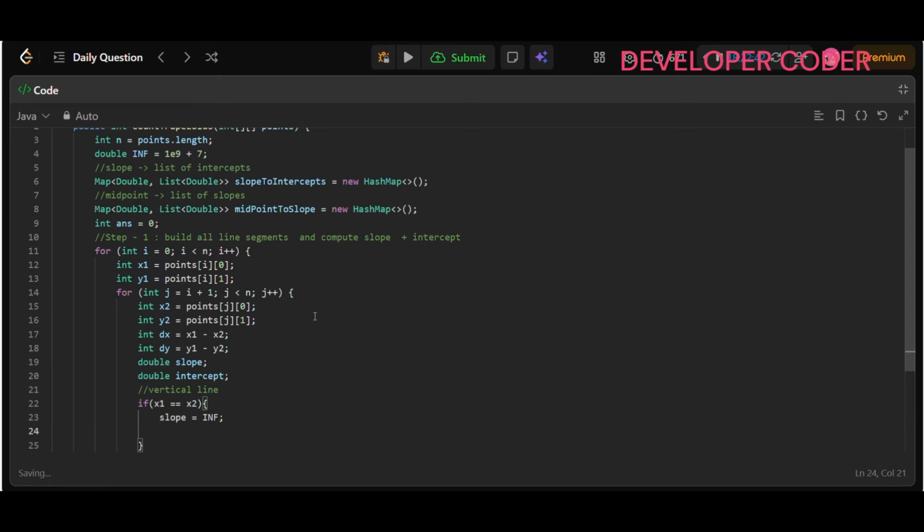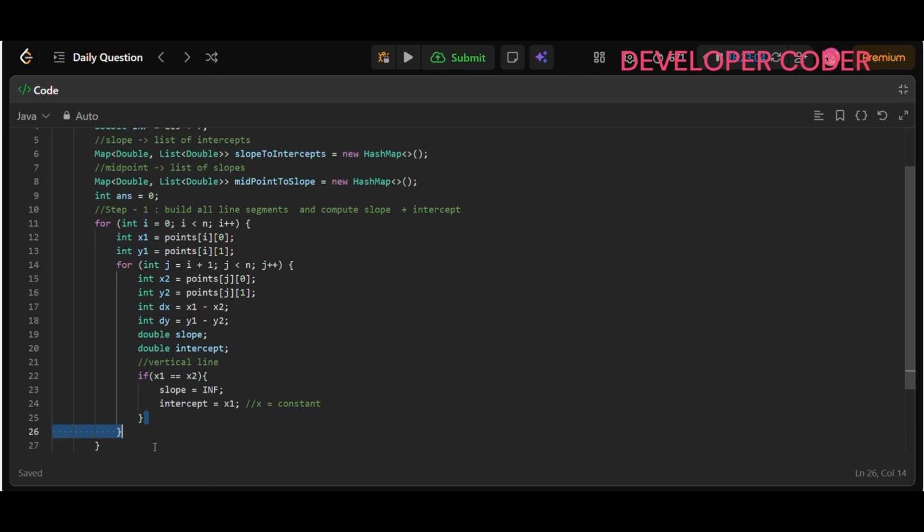And the intercept is nothing but the common point, x1. So x is constant here, x is equal to a constant. If you apply the formula of intercept, you will get x1 only.